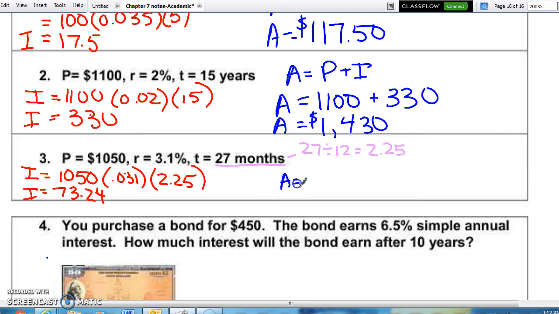My A is going to be my principal, which is $10.50, plus my interest, which is $73.24. All of that is going to give me the grand total of $1,123.24.